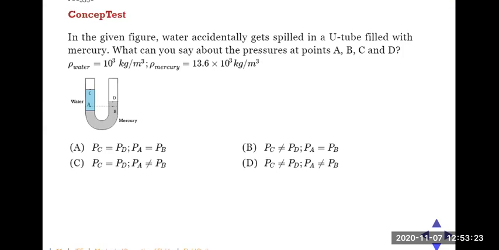In the given figure, water accidentally gets spilled in a U-tube filled with mercury, right? What can you say about the pressure at point A and B? Tell me, pressure at A and B, will it be same or different? So A, B, C, D, it's given. Think about it. You don't have to calculate, you just have to think.